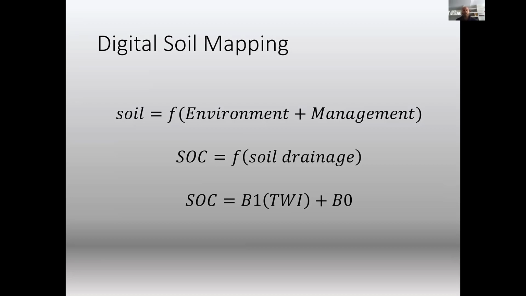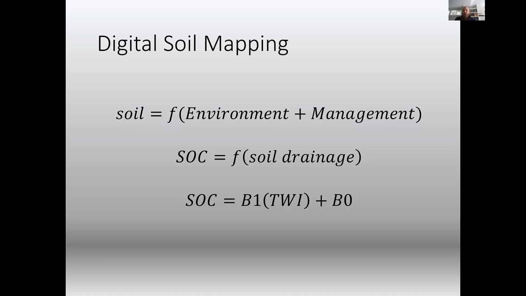And the way we might quantify that in a really simplistic digital soil model would be to model soil organic carbon as a simple linear function of something like topographic wetness index. And that's a derivative of a digital terrain model that we know is associated with water holding or water storing parts of the landscape. So we can model that as a really simple linear model between an observed environmental parameter, topographic wetness index, and a measured or observed soil outcome.